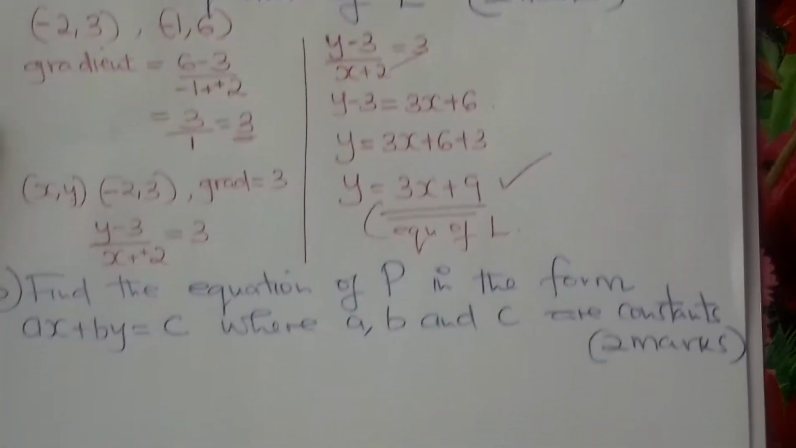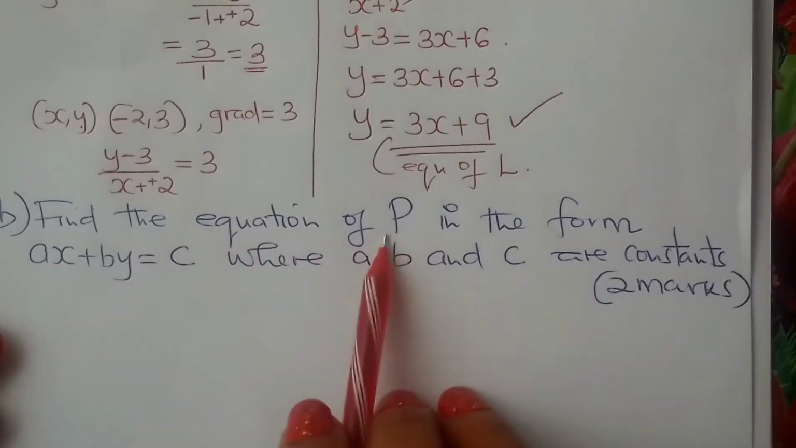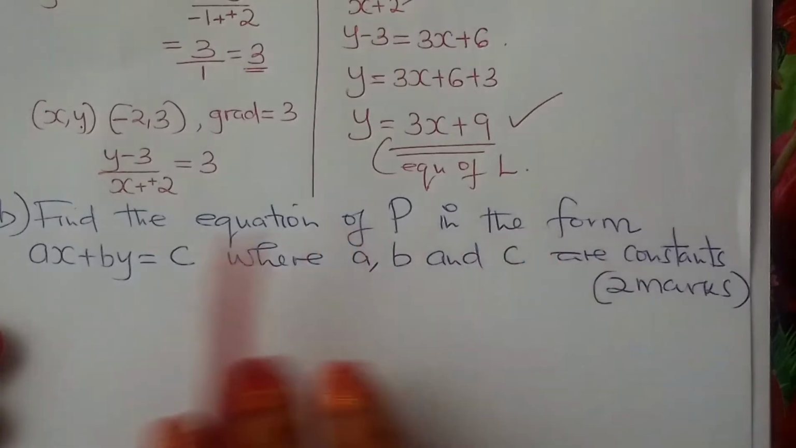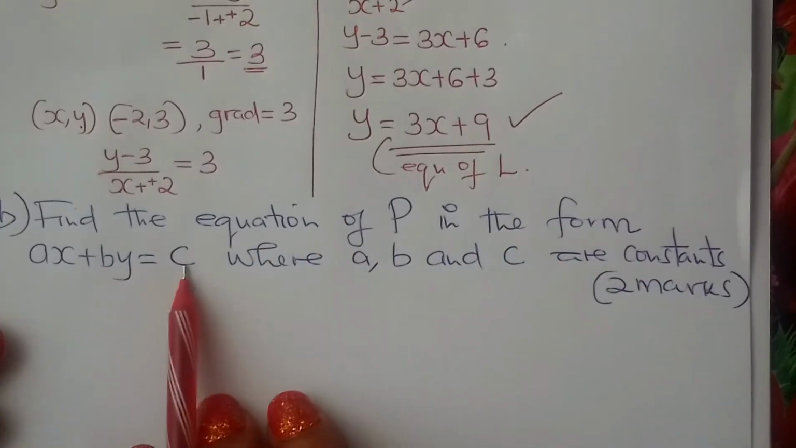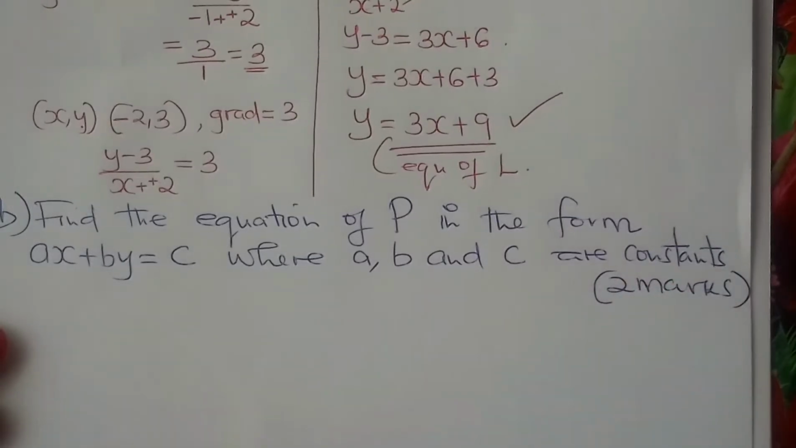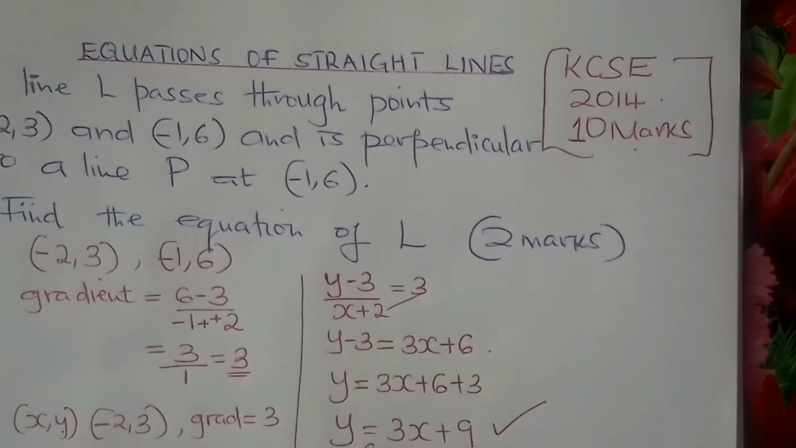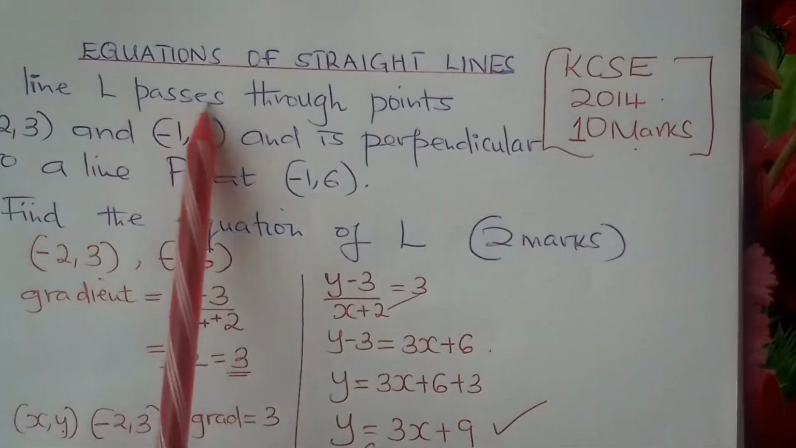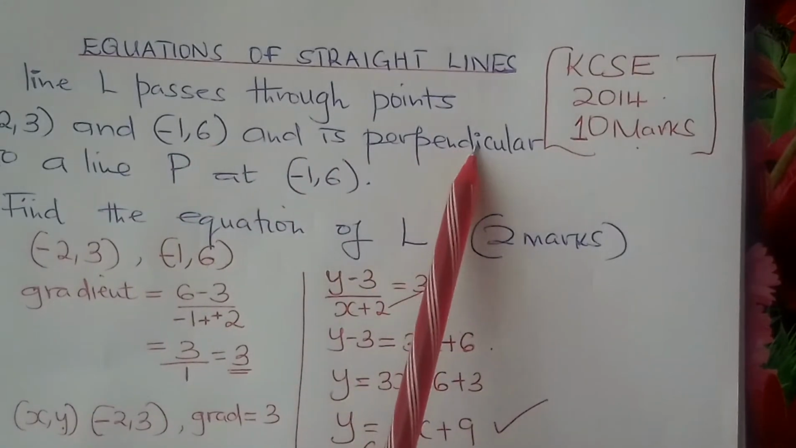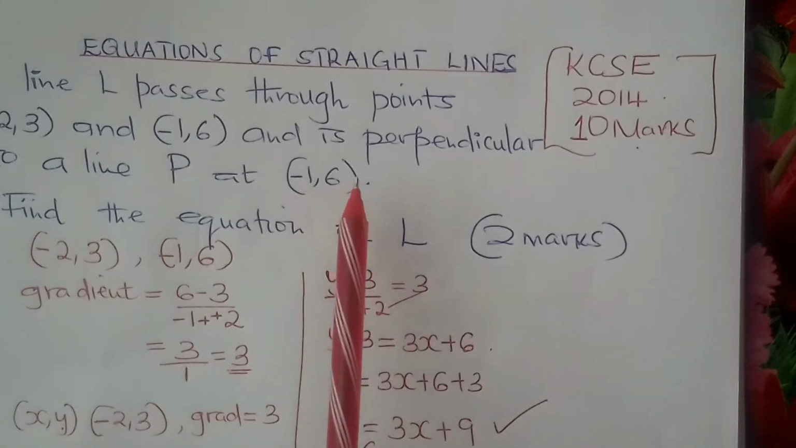Good. We go to part B. Find the equation of line P in the form ax plus by equals c, where a, b, and c are constants. Learner, you are told to find the equation of line P. We go back to the question. We are told that line L is perpendicular to line P at -1, 6.